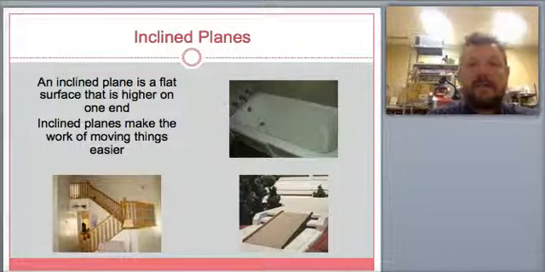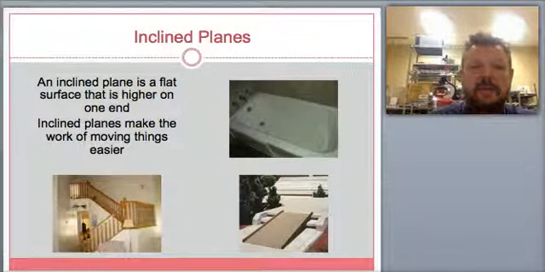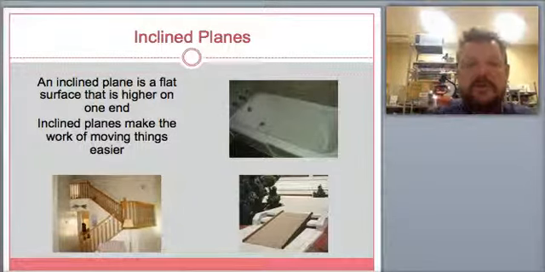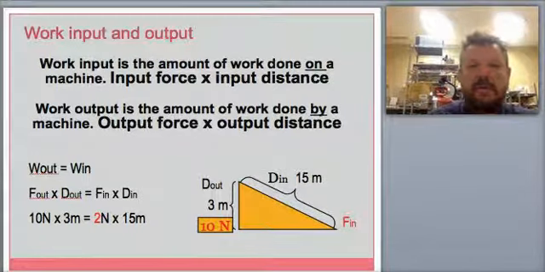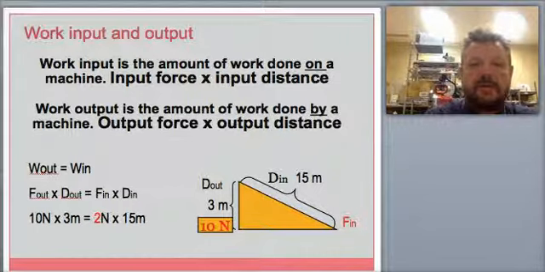An inclined plane is simply a flat surface that is higher on one end. Inclined planes make the work of moving things easier because they change work input and work output. The work input is the amount of work done on a machine: input force times input distance. Work output is the amount of work done by the machine: output force times output distance. This is a quick example of how you would use that.